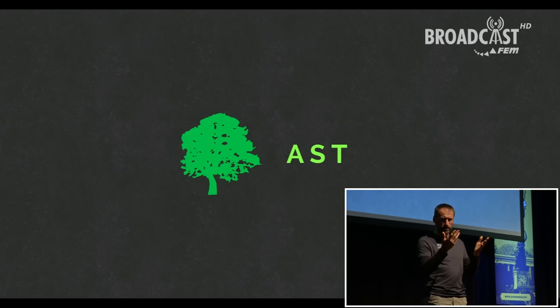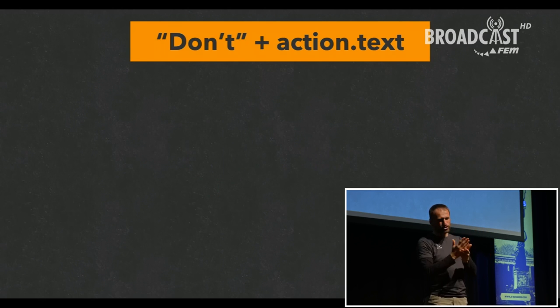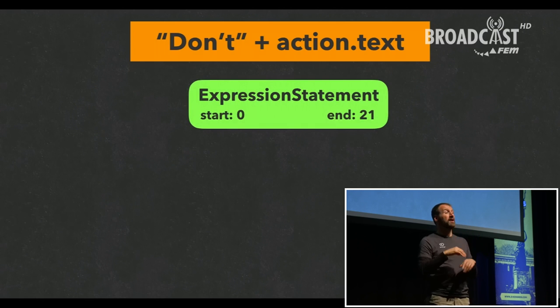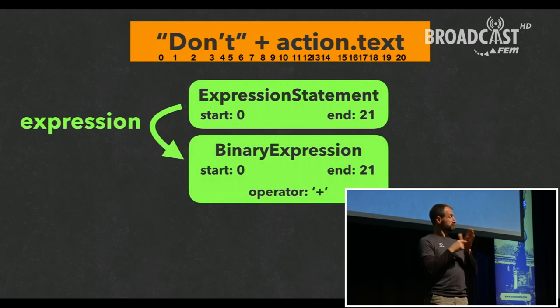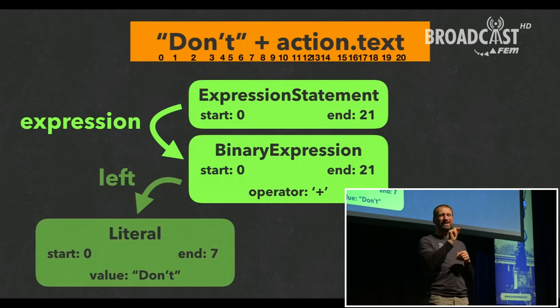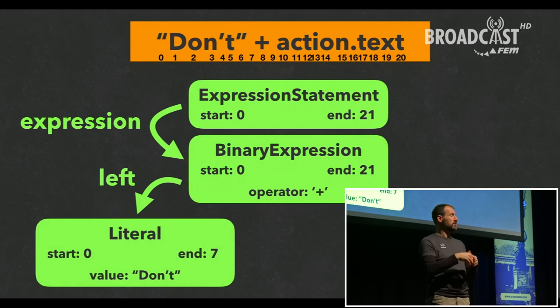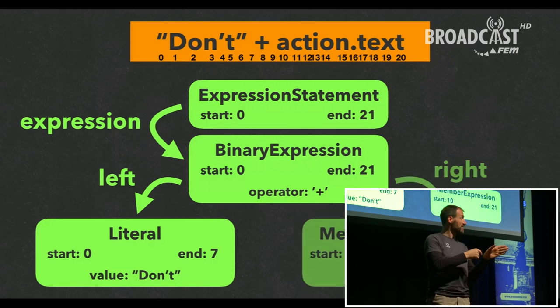Great. So AST is abstract syntax tree. So you already know it. And just so we get on the same page, if I have this expression, the AST for this is a data structure representing my code. So this is an expression statement, starts at character 0, ends at 21. And its child is a binary expression with an operator of plus, also starts at 0, ends at 21. The left child is a literal with a value of "don't", starts at 0, ends at 7. The right child is a member expression, starts at 10, ends at 21.